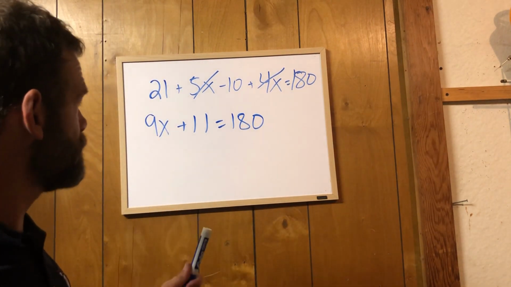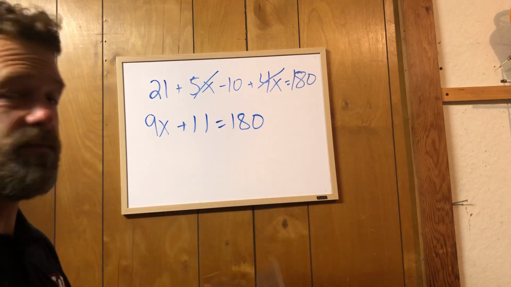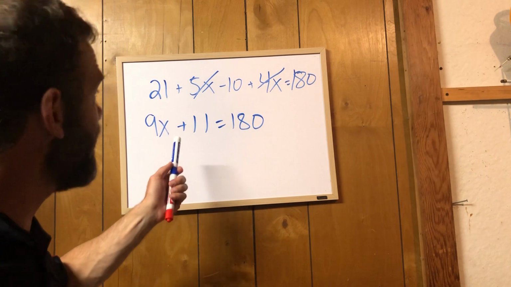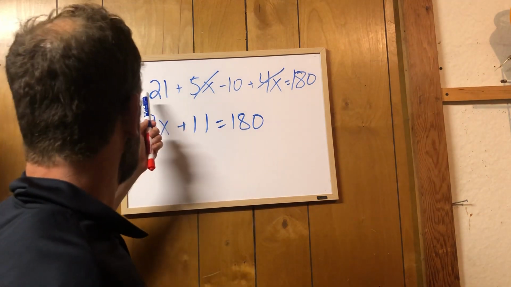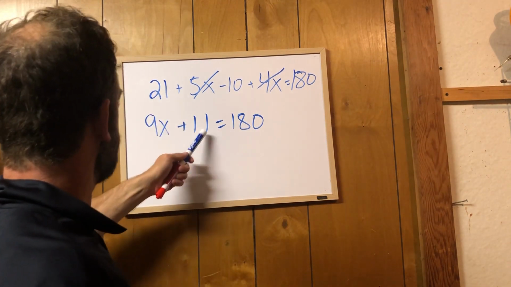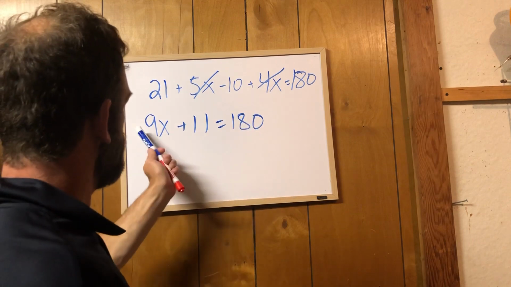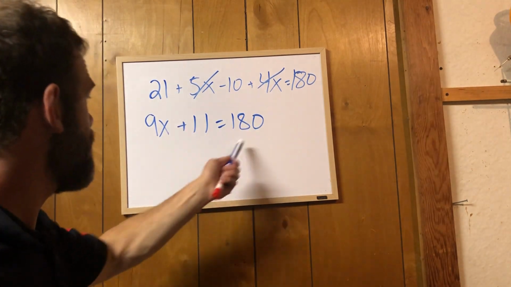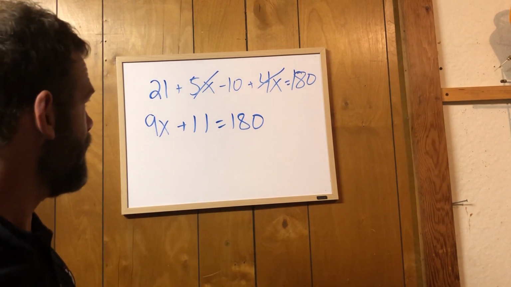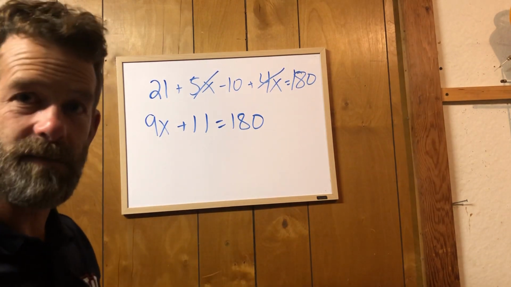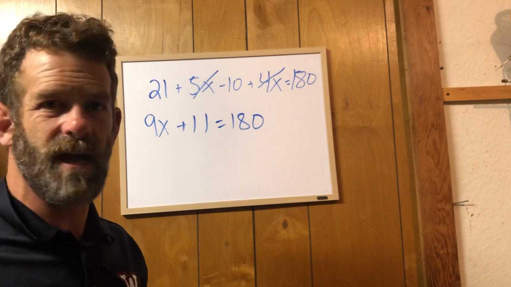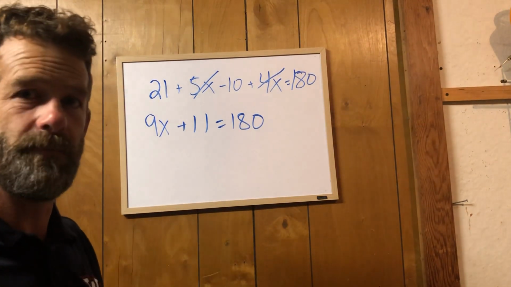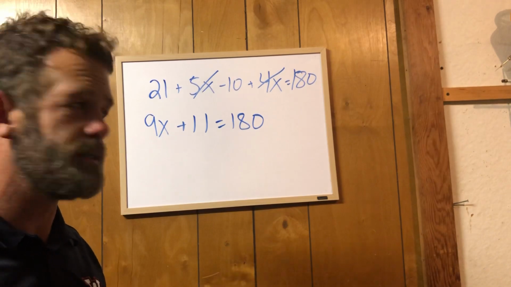Now, in order to solve for x, subtract 11, divide by 9. Let me make sure I didn't mess up my quick math. 21 minus 10 is 11. 5x, 4x is 9x. All right. Now to solve for x, you subtract 11, divide by 9. And once you get your answer, it could be a decimal answer. Who cares? Sometimes people get decimal answers and they go, oh, I think I messed it up. Not every single answer is going to work out nice and even.